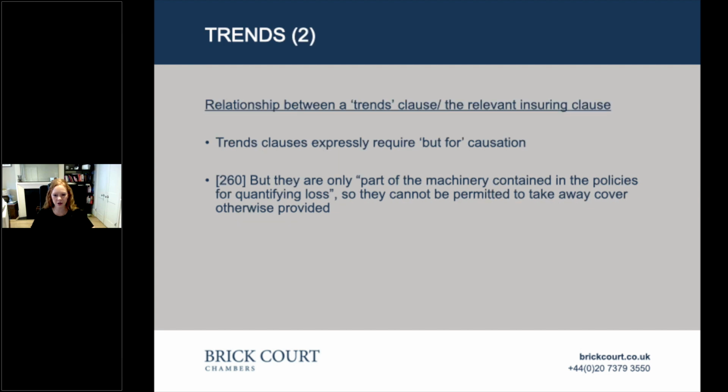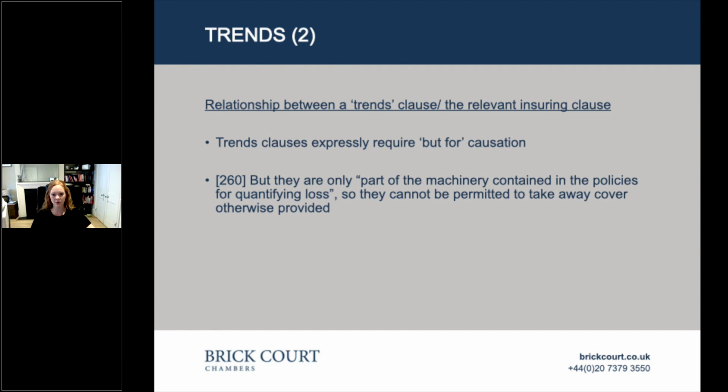This links back to what Simon has talked about this morning. So I just thought it's important to mention that trends clauses typically do include express references to the but-for test. They certainly did in the clauses that were considered by the Supreme Court. So how can it be that the judgment says that the but-for test need not be applied when we find the actual words but-for in these particular clauses? And in essence, that's because of what the Supreme Court has said in paragraph 260.